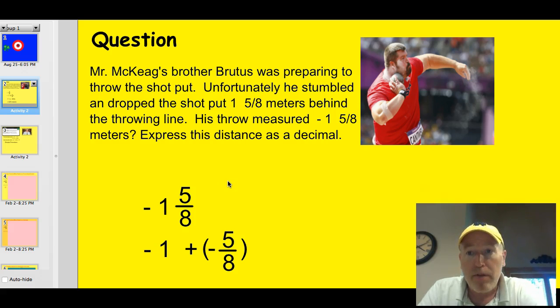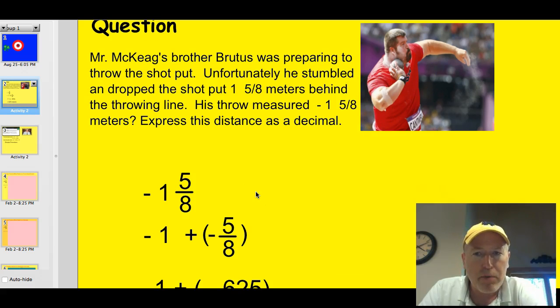Well, I was trying to think of a problem where we would actually have a negative fraction like this, and that's why I kind of made this one up about Mr. McCaig's brother. That's not really his brother, but kind of looks like it.